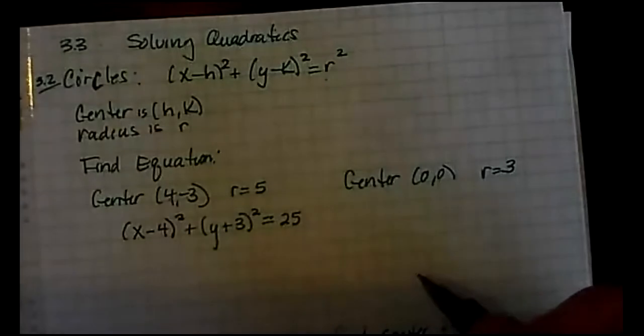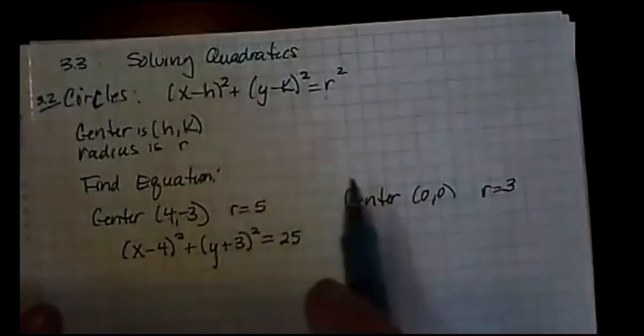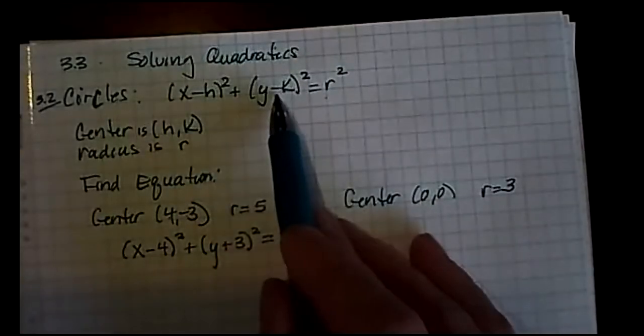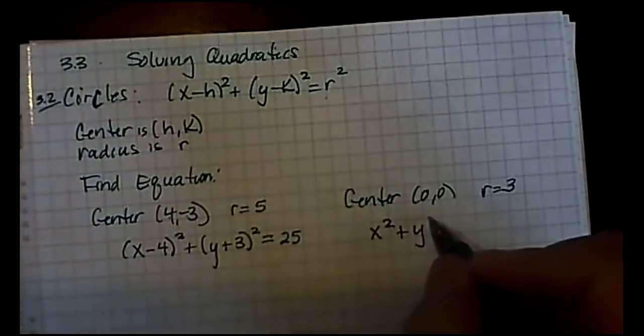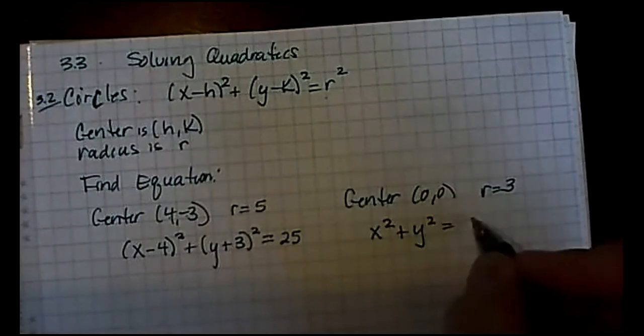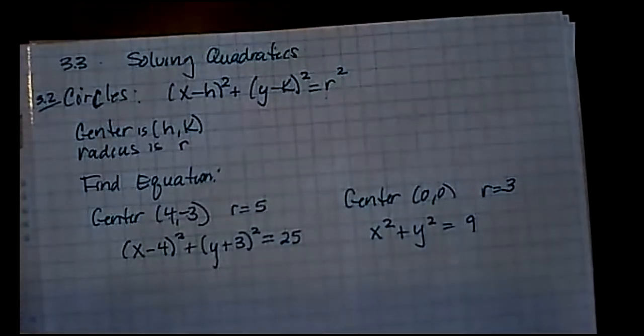What about if we have a center at (0, 0)? I put a 0 here and a 0 here. Well, that's then just going to be x squared plus y squared equals 3 squared, which is 9. So this would be a regular circle.